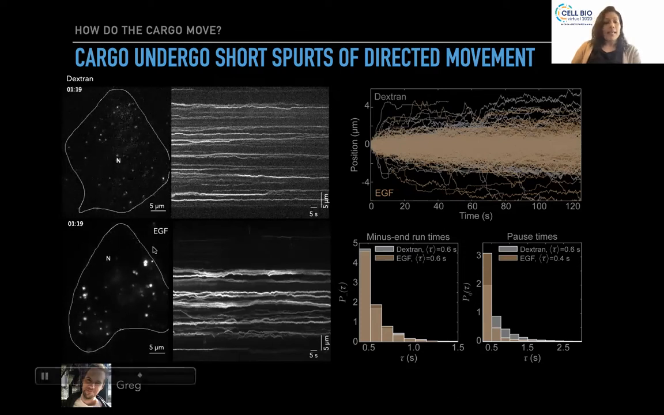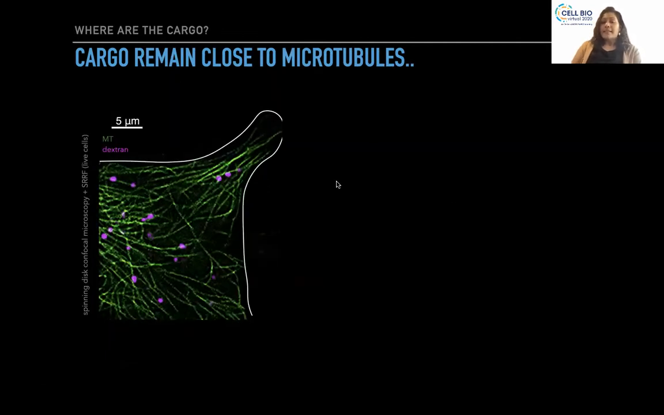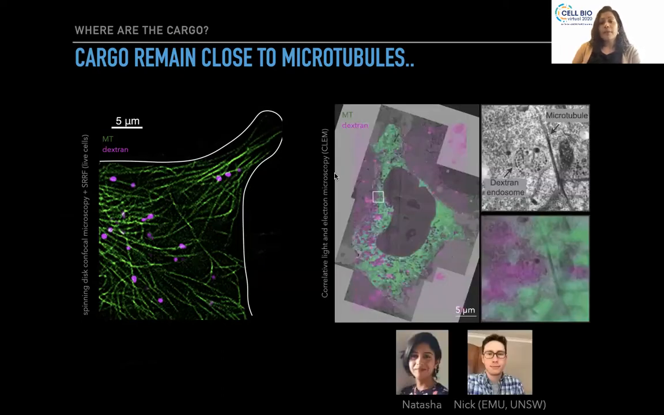And of course, the person that did all of this work was Greg, who's a postdoc here at UNSW. The second thing we asked with respect to the cargo was where it was in relation to the microtubules, as well as dynactin. And what we see here first is that the cargo remains close to microtubules regardless of what time you look at it.